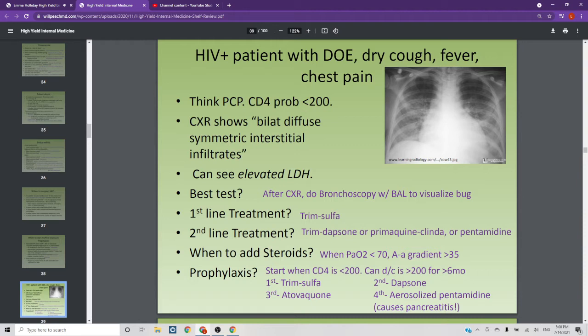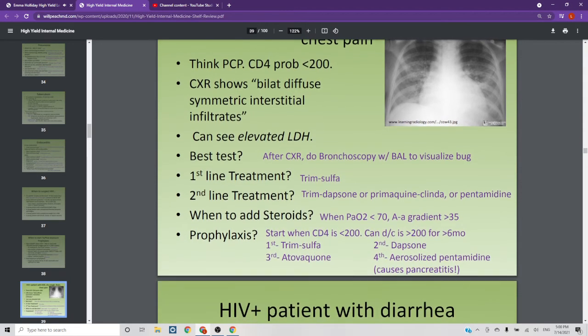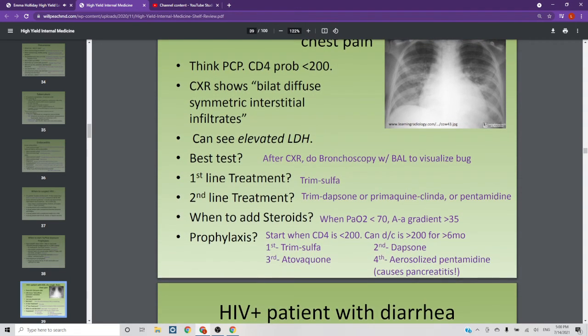And prophylaxis, when do we give it? Less than 200. Very good. So less than 200 CD4 count, we give it. Trim sulfa is the first line, and the same drugs used for treatment are second, third, and fourth line, respectively.